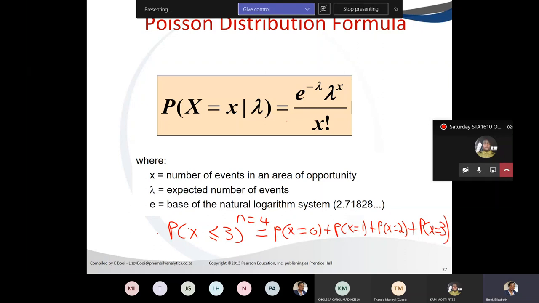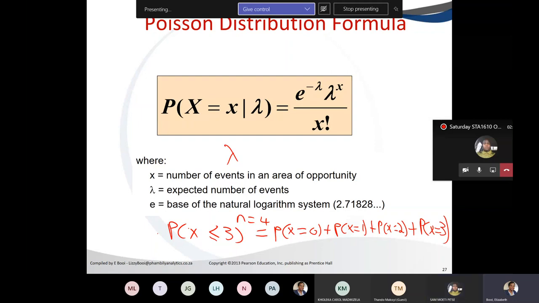Then it means you have to calculate all of them. So you have to take this probability formula and calculate for x is equal to 0, x is equal to 1, x is equal to 2, and x is equal to 3, and add all of them up, where you know that they will also give you the value of your lambda, and your x will be represented by those values that you have there. So, easy?